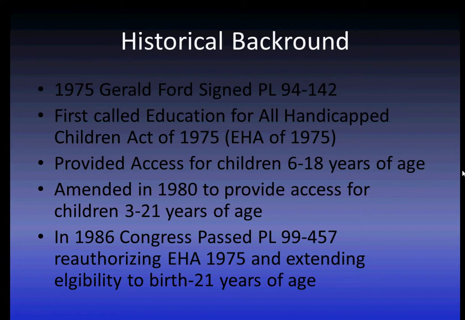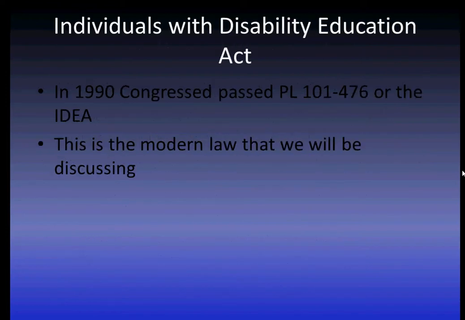The first law was called the Education for All Handicapped Children Act of 1975, and it provided access to free and appropriate education for children 6 to 18 years of age. In 1980, this was amended to provide access for children 3 to 21. And in 1986, Public Law 99-457 was enacted, reauthorizing EHA 1975 and extending eligibility down to birth. So now the law covered kids from birth to age 21. In 1990, Congress passed Public Law 101-476, the Individuals with Disabilities Education Act, and that's the law in place now. That's what we're really discussing.